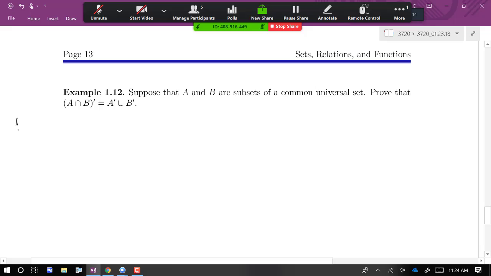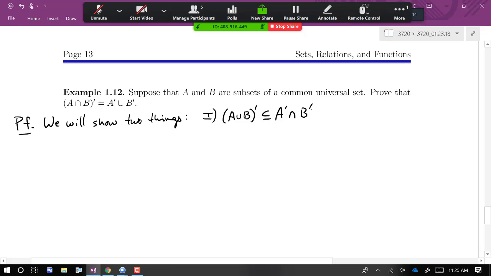So I'm going to start the proof. And especially in a proof where I know there's going to be two phases, I like to let the reader know. Remember, we're trying to make sure that we are communicating our ideas clearly. So I'm going to let the reader know what my plan of action is. So we will show two things. One, we will show that the complement of A union B is contained in A complement intersect B complement.